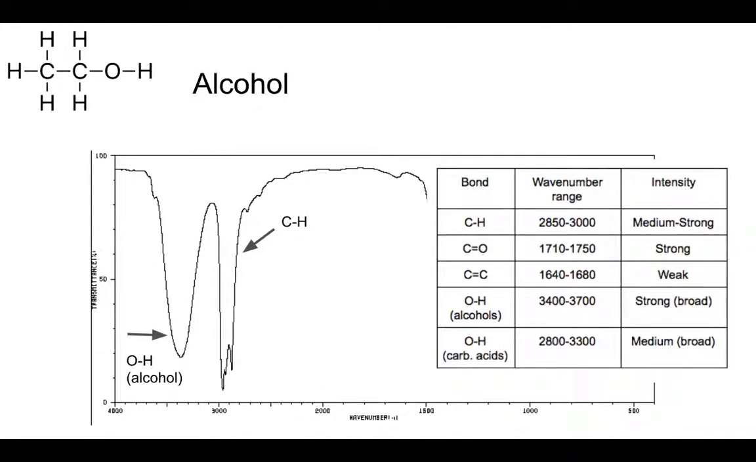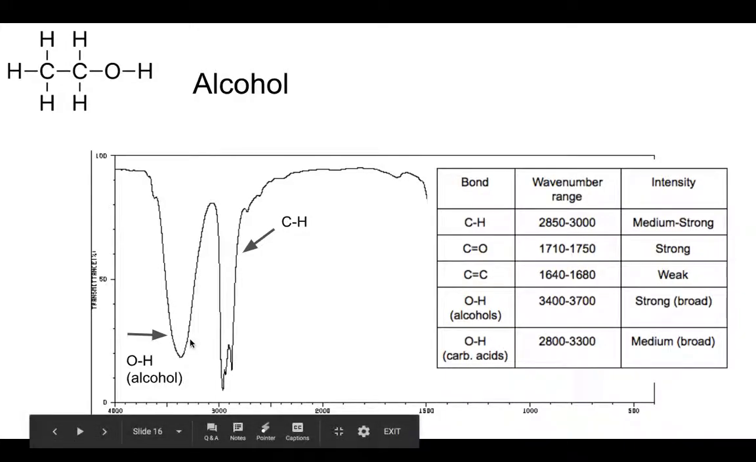Now here's an alcohol. This is ethanol. We still see the carbon-hydrogen bond signal. It's still there because alcohols have carbon-hydrogen bonds just like everything else. But now we also see this really broad, very, very deep, strong absorbance here in the range of 3400 to 3700, kind of in this range here.